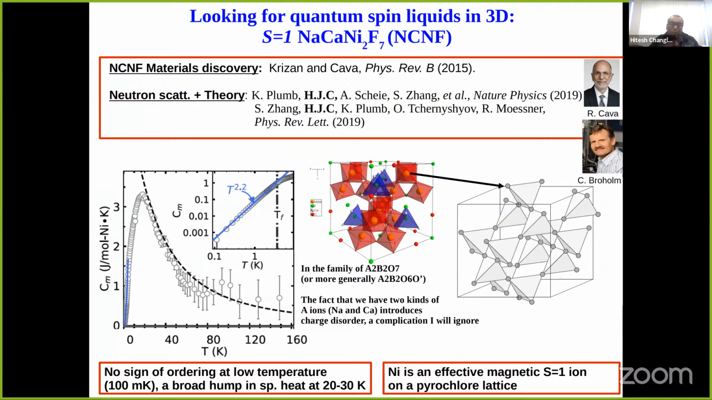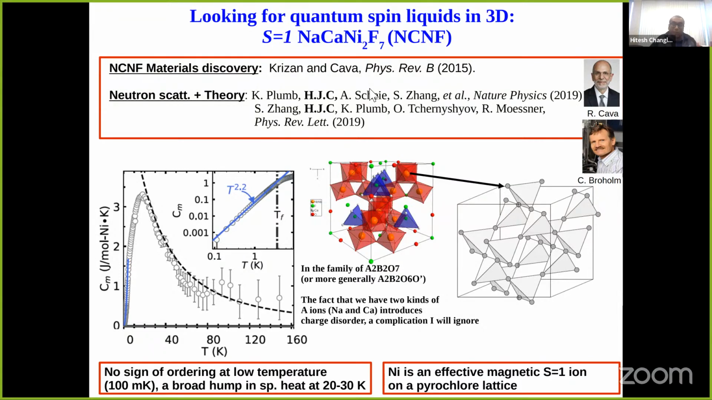So we were very interested in looking for quantum spin liquid spin ices in situations which maybe hadn't been seen earlier. So we were introduced to work by Bob Cava, and the neutron scattering was led by Kem Plum and Colin Broholm. And what we saw is that in the specific heat, you do not see any sign of an ordering transition. So this is yet another pyrochlore, but now it's a spin 1 pyrochlore.